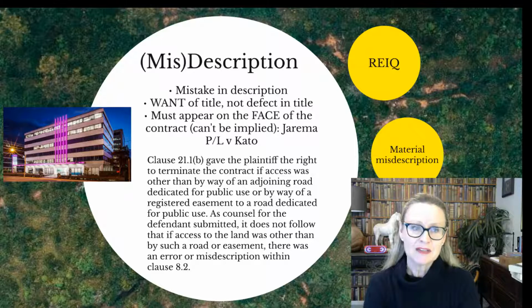How did they do that? Well, in the contract, clause 21.1b, as you can see on the slide there, gave the plaintiff the right to terminate if the access was other than by way of adjoining road dedicated for public use or by way of a registered easement to a road dedicated for public use. Now, that was not the case.